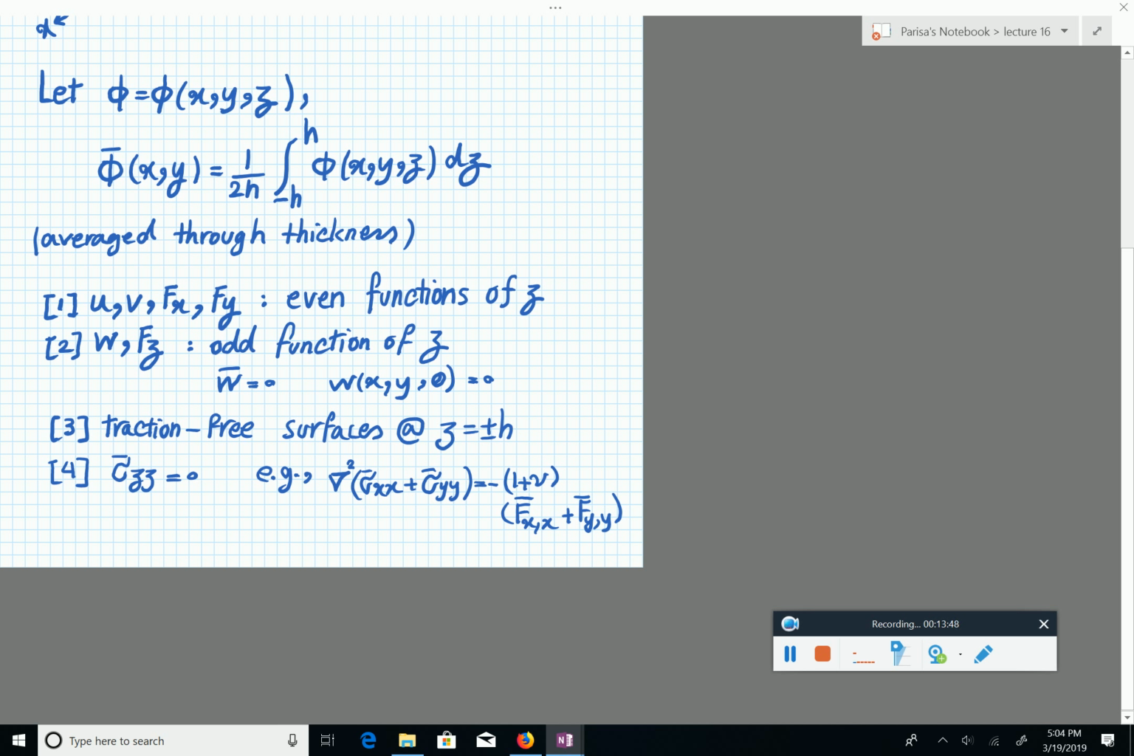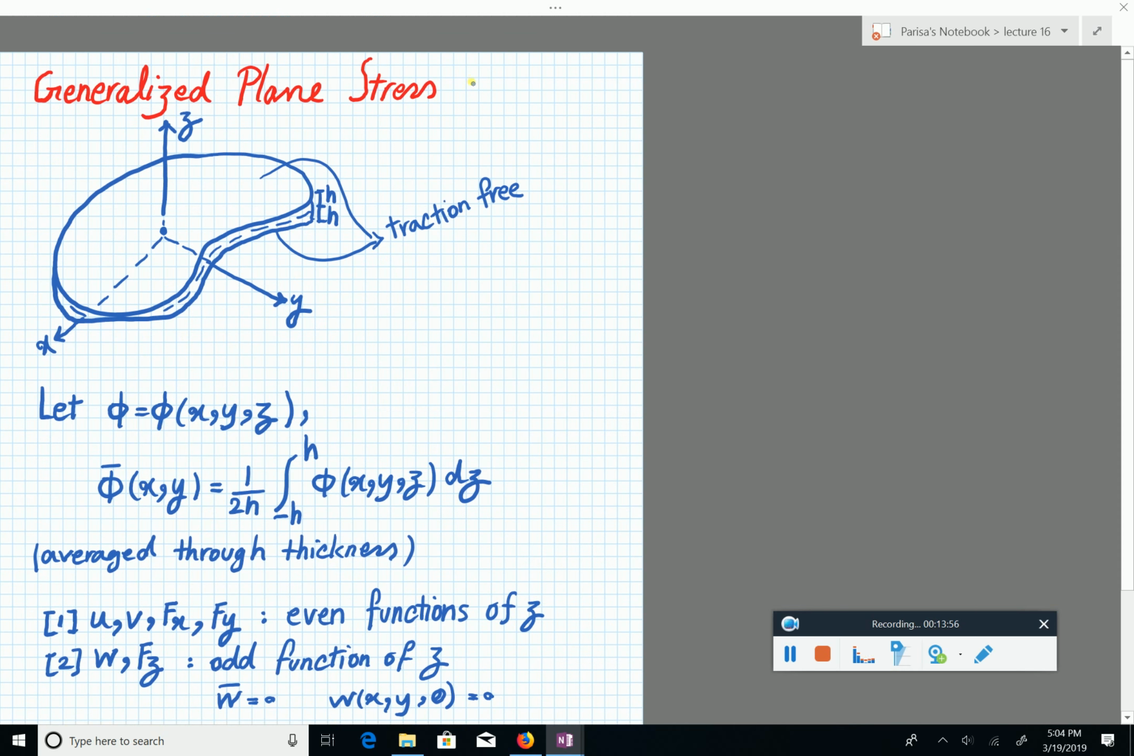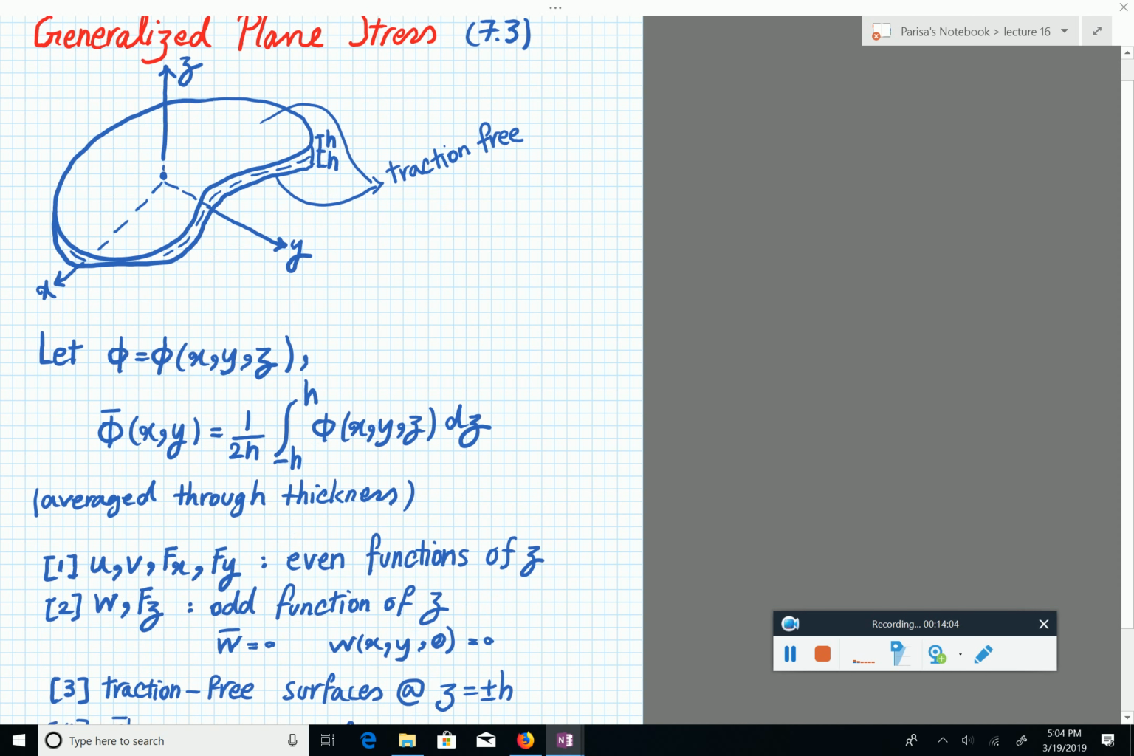So I'm not going to write the equations. You can find it in the book. I think I wrote it down. It is in chapter 7, part 3. But since it doesn't have much practical significance, we don't look at it further. Okay.